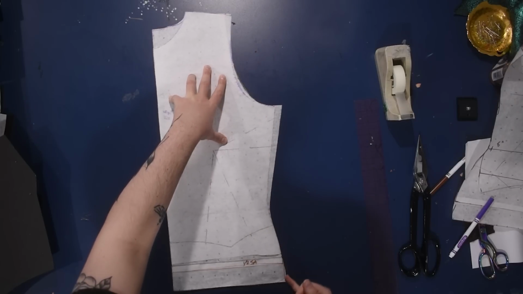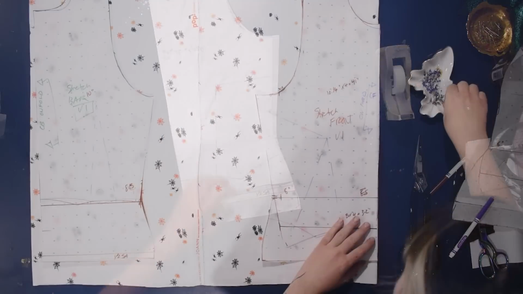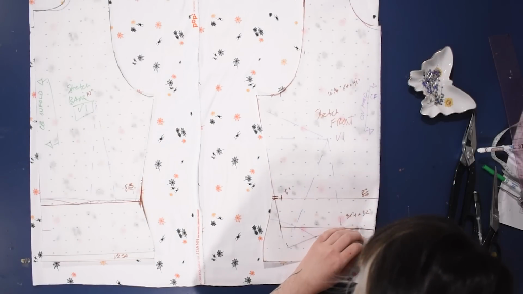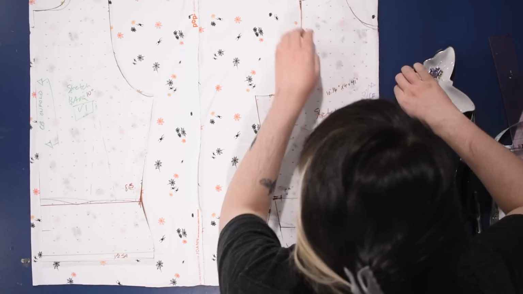The only other change from the front and the back pattern is that the back neckline is a little bit higher than the front, because that's how the body is. But anyway, let's make a mock-up of this and see how it's actually looking in fabric.